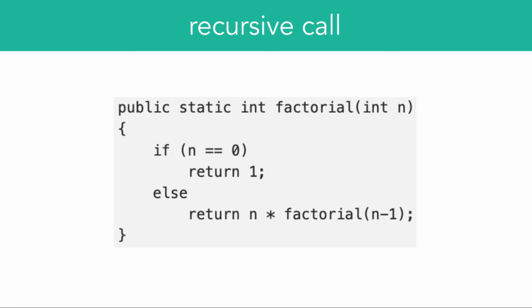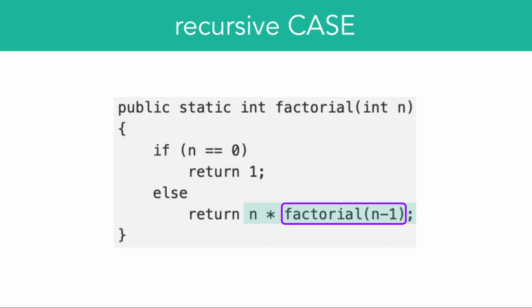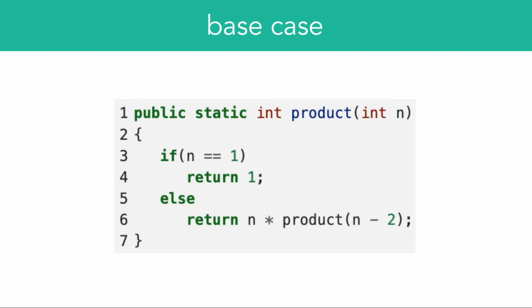Where is the recursive call in this code? When you see the name of the method inside the method itself, that is the recursive call. In this case, the method called factorial. We can say that the statement containing the recursive call is called the recursive case. What is the value of n when this method stops calling itself, when it reaches the base case? This method stops calling itself when n equals 1, found in line 3.